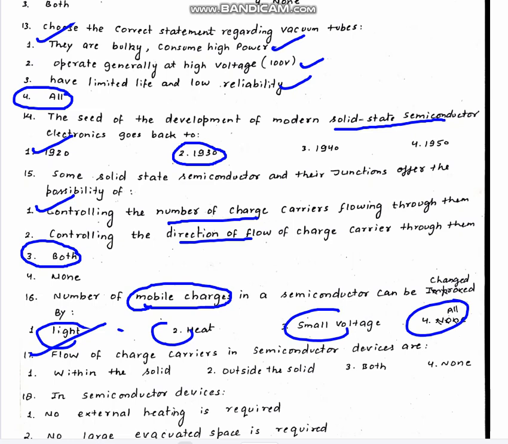Next is flow of charge carrier in semiconductor devices are. Obviously it is within the solid itself. So first is correct. Next is in semiconductor devices, no external heating is required. So this is also correct. This is also correct. And also they have long life and high reliability. So fourth is correct over here. Next is cathode ray tubes work on the principle of vacuum diodes or semiconductor. Cathode ray tubes are based on vacuum tubes. First is correct.